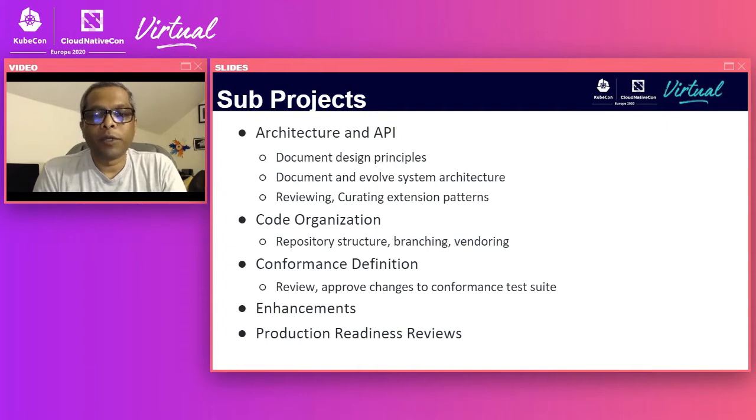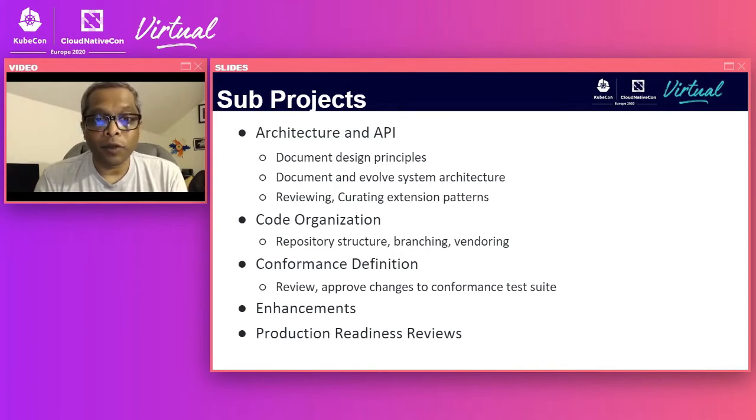The other one is conformance definition, which is a little bit of a different animal. The conformance program itself, from an end user point of view, is run by CNCF. We work with the CNCF folks who run the trademark program within this subgroup. This subproject is on our side. It's called Conformance Definition, and we review and approve changes to the test suite. That test suite is in turn used by the trademark program for the different providers to run against their own instances of Kubernetes, and then do a self-certification at that point.